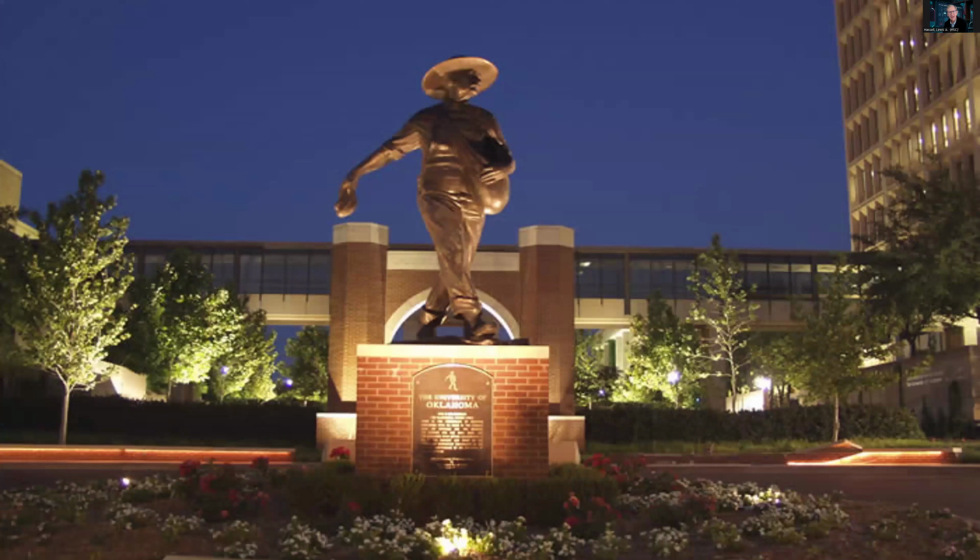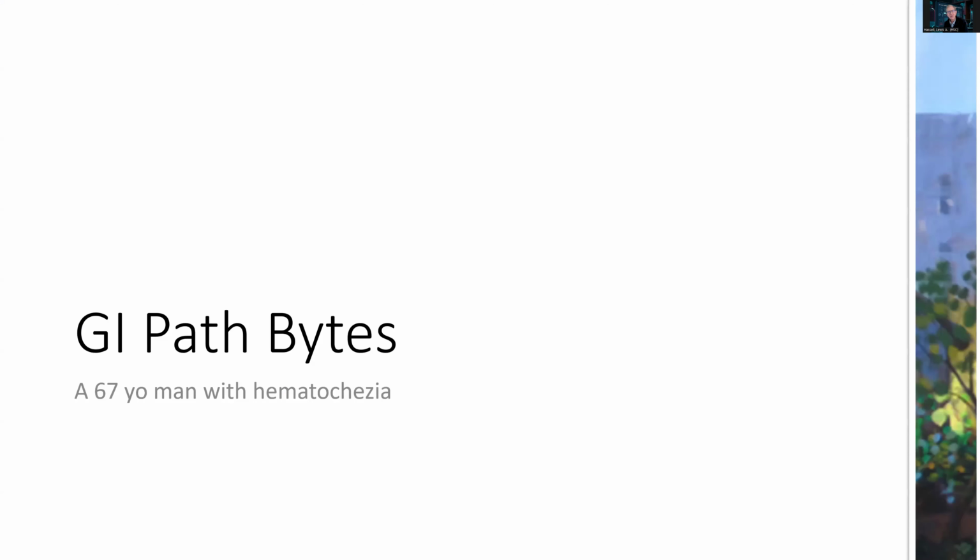So here's the symbol of our campus, the sower, and hopefully that's what we're doing, sowing some ideas in your minds that will take root and build up a strong desire to practice pathology and do good by your patients. So the patient is a 67-year-old man who has hematochezia and comes for colonoscopic evaluation.